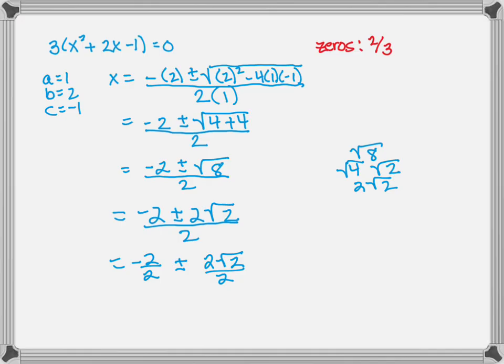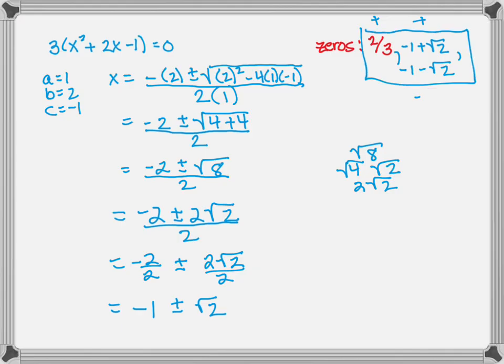And now we can see that the 2's cancel, and we're left with -1 plus or minus the square root of 2. And those are our 2 other zeros. So they're irrational. So I have -1 plus radical 2 and -1 minus radical 2. You can see I have 2 negative real zeros, and I have a positive real zero. But I have 3 real zeros.